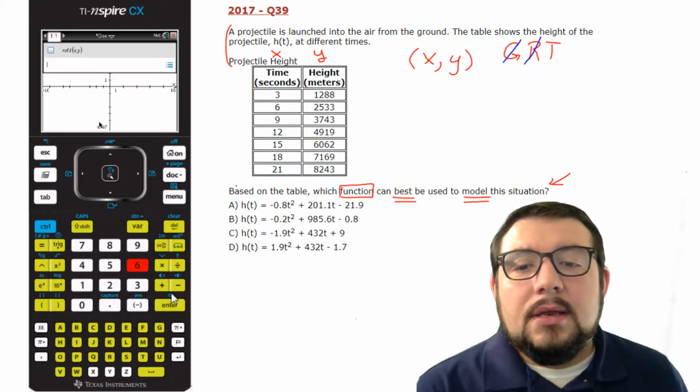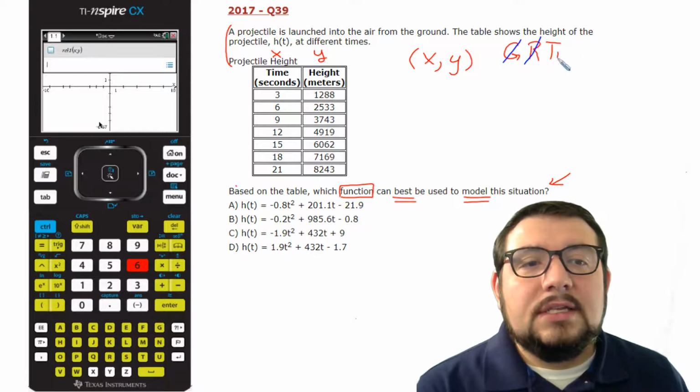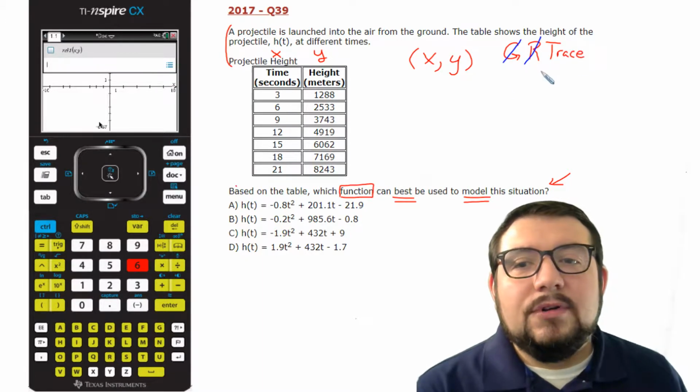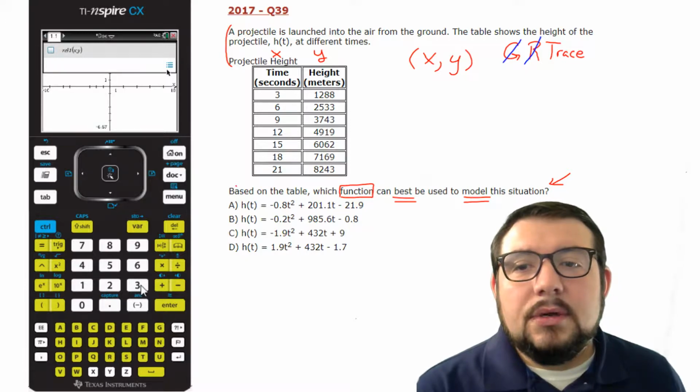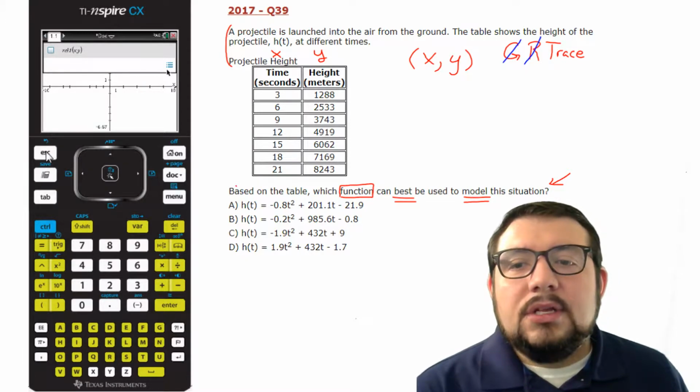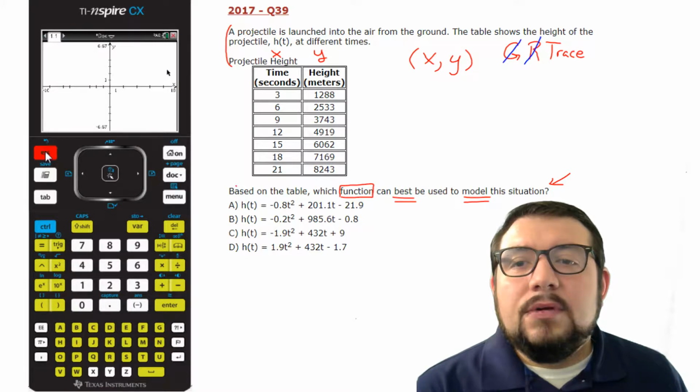Now the T stands for the word trace. We cannot trace the graph if we don't have the graph. So here we have to type in our function. Oh, actually I made a small error here. You know what? We don't have to type it that way. We can just do this.